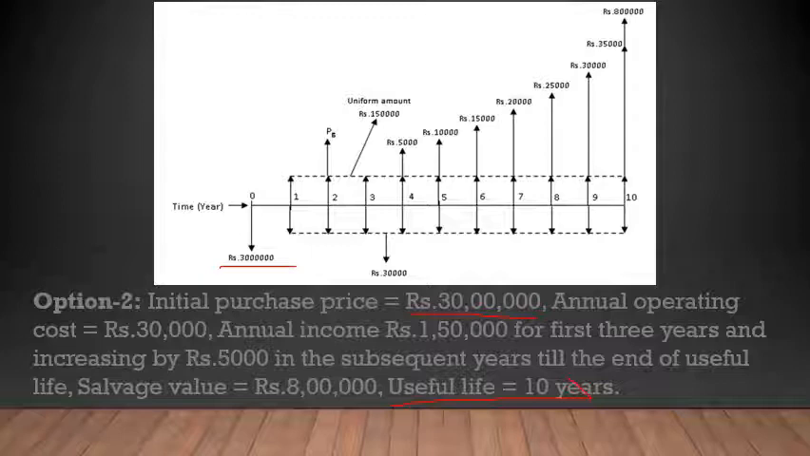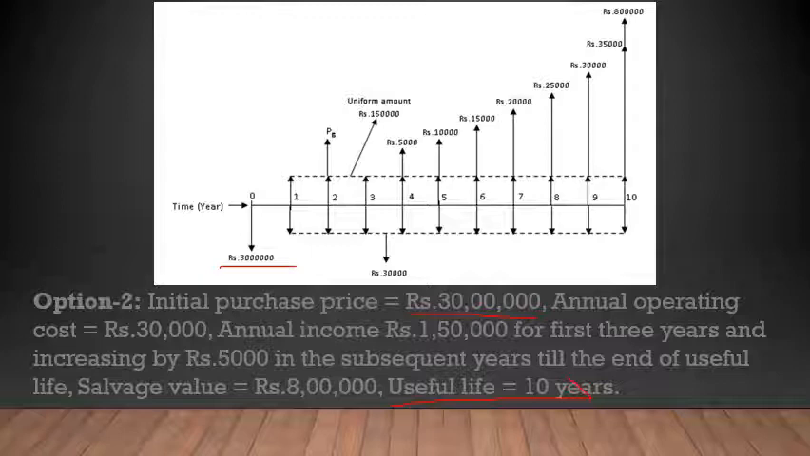Annual operating cost of rupees 30,000. See here the difference between this cost and the previous cost. There I had two cost components: an annual operating cost of rupees 45,000 in the first year, which increases by rupees 3,000. That means there are two cost components. Here there is only one cost component, which means it is not a gradient flow. This is a uniform flow. Annual operating cost of rupees 30,000. So that's why put it as just 30,000 uniform throughout for 10 years.